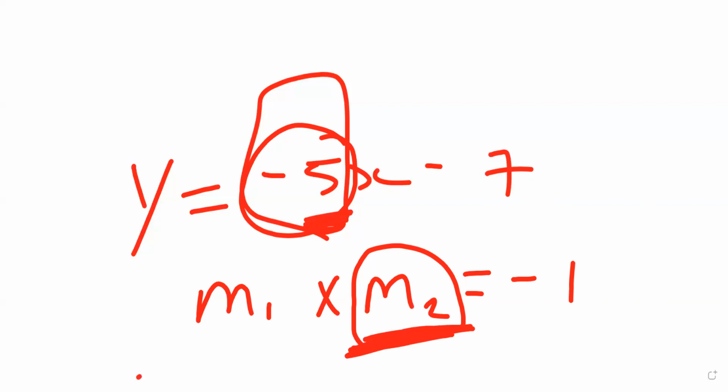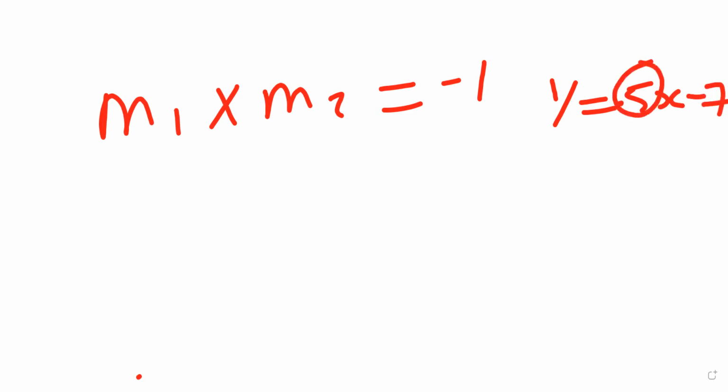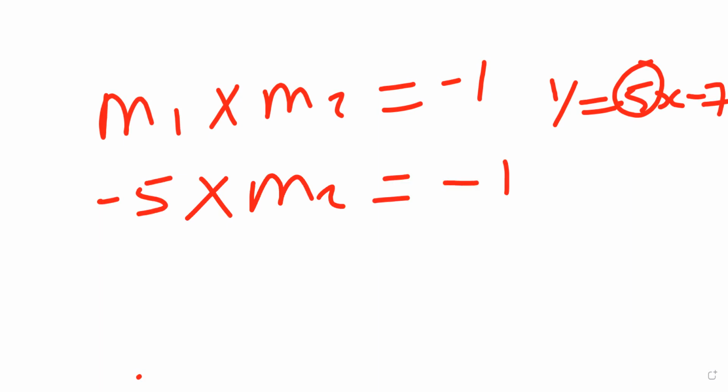So let's go ahead and plug this in and do some transposing. Gradient 1 would be the given gradient, which is -5. And then we're going to solve for gradient 2 by making M2, the second gradient, the subject of the equation. So the equation goes like this: gradient 1 times gradient 2 is equal to -1. This is just a standard way of representing it. Gradient 1 is coming from this equation, which is -5. We take -5 and plug it where we see M1, so M1 times M2 is equal to -1.